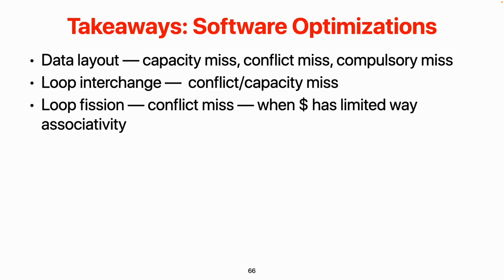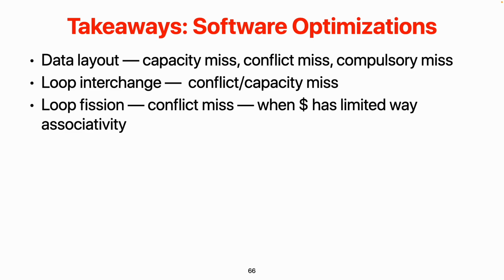Okay, so we are talking about a few software optimizations. First of all, data layout can improve all types of misses. Loop interchange can avoid conflict misses or capacity misses if we do it right. And loop fission is useful only when the majority of our cache misses are conflict misses.